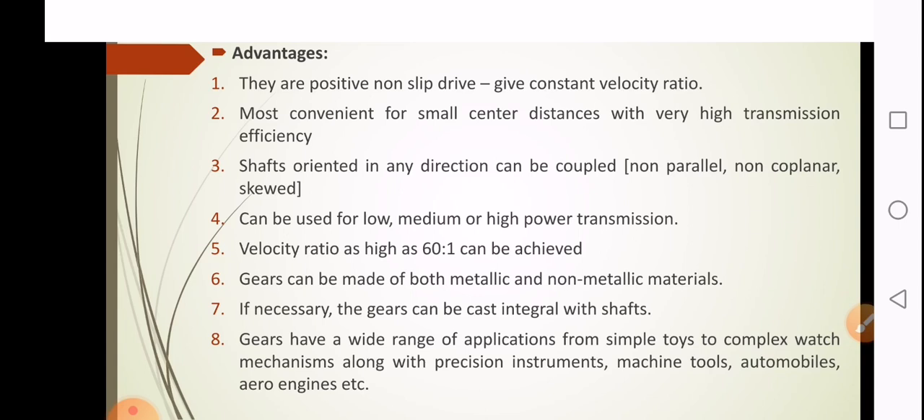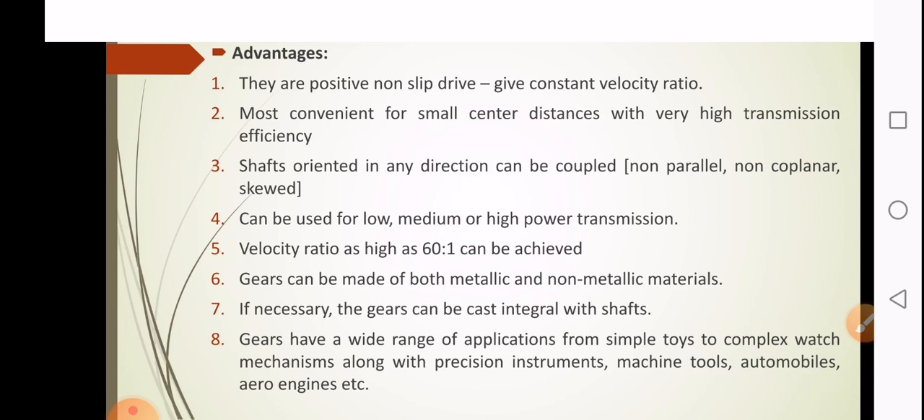Then you can transmit motion and power between two shafts which are oriented in any direction, which is not possible in the case of belt drives. So non-parallel, non-coplanar, skewed, any kind of shafts, if I want to connect, I can use gears. Then they can be used for low, medium and high power transmission. Then a velocity ratio as high as 60 to 1 can be achieved. You can imagine, 60 to 1, that is N1 by N2. If the driver gear is rotating at 60 rpm, then the driven gear will rotate at only 1 rpm. This is possible in the case of a worm and worm wheel arrangement.